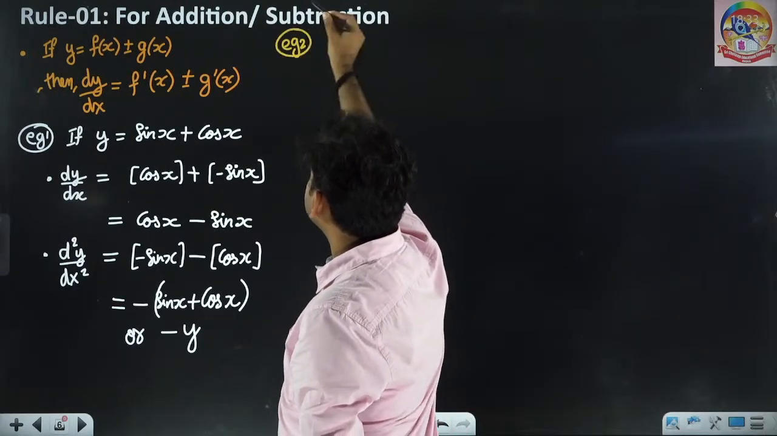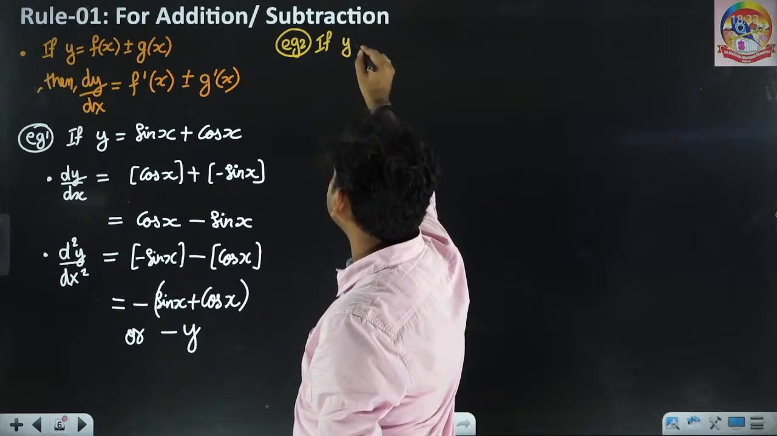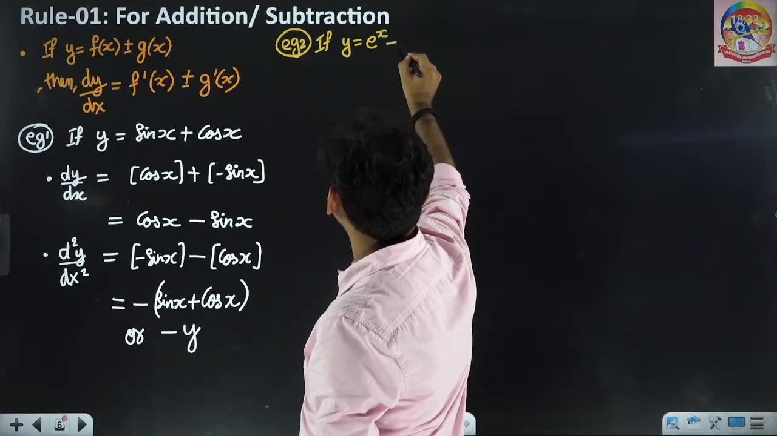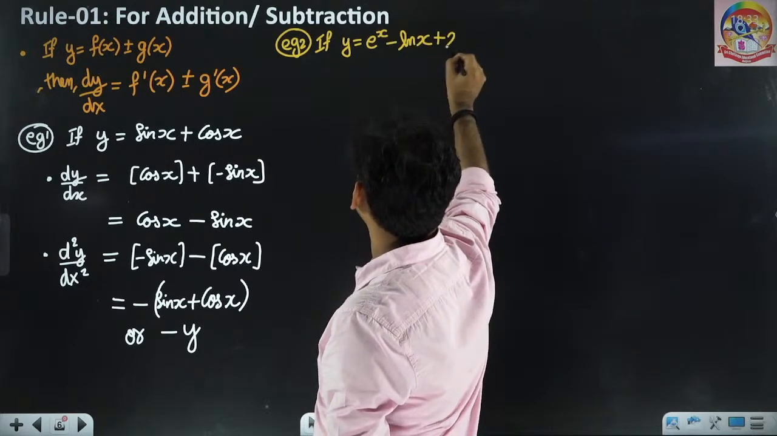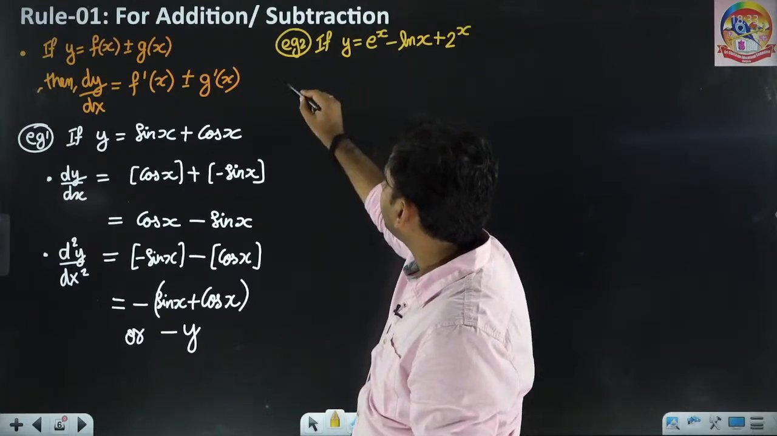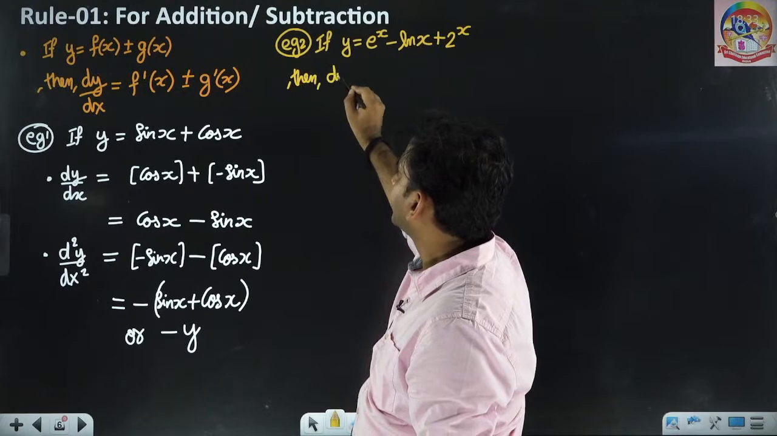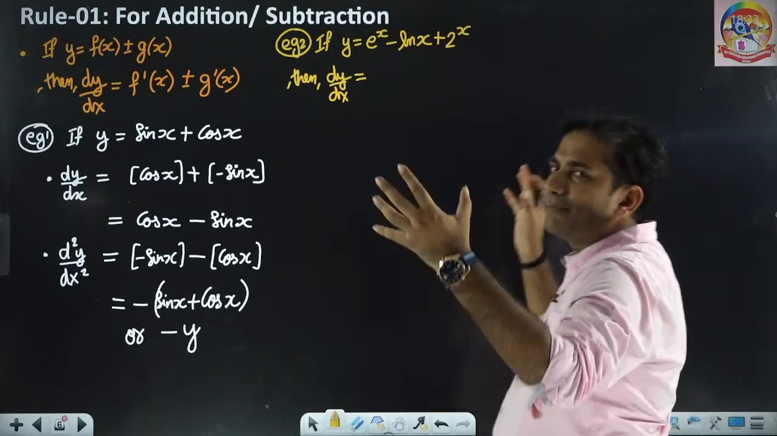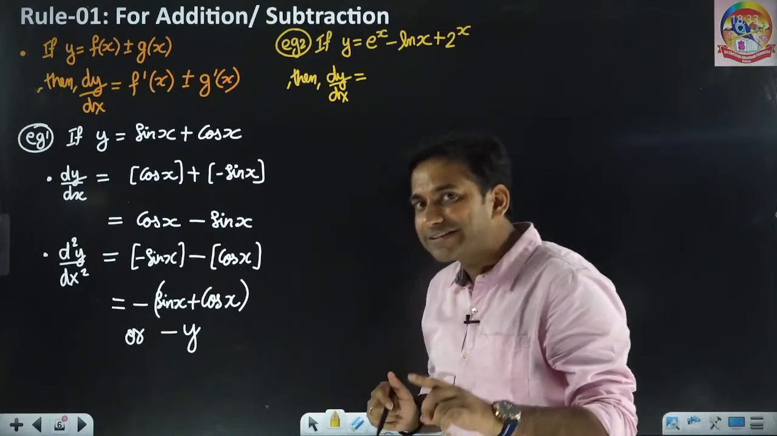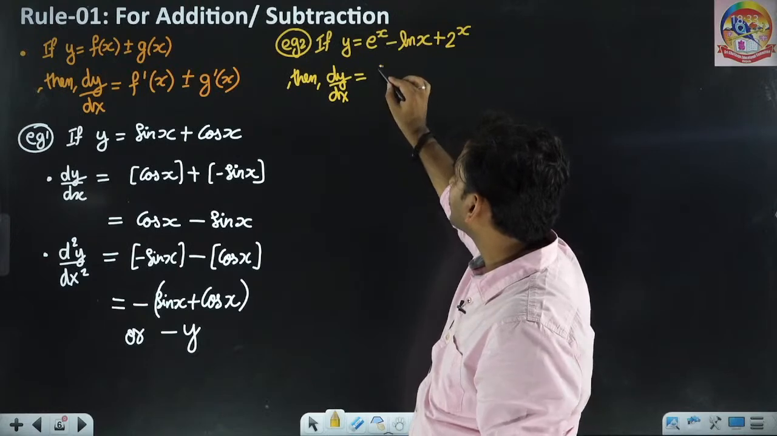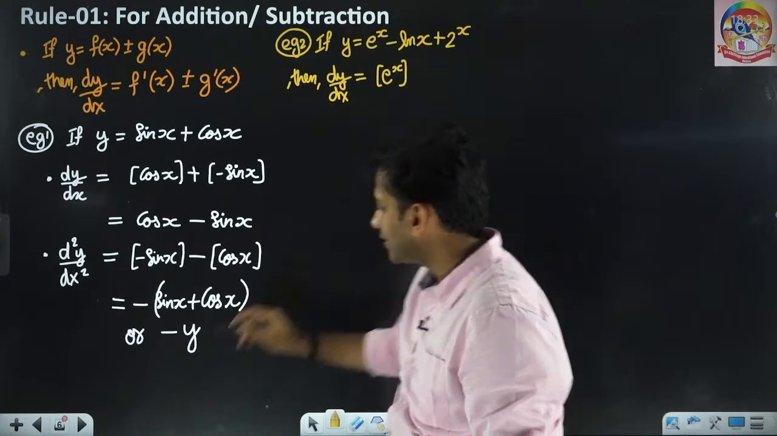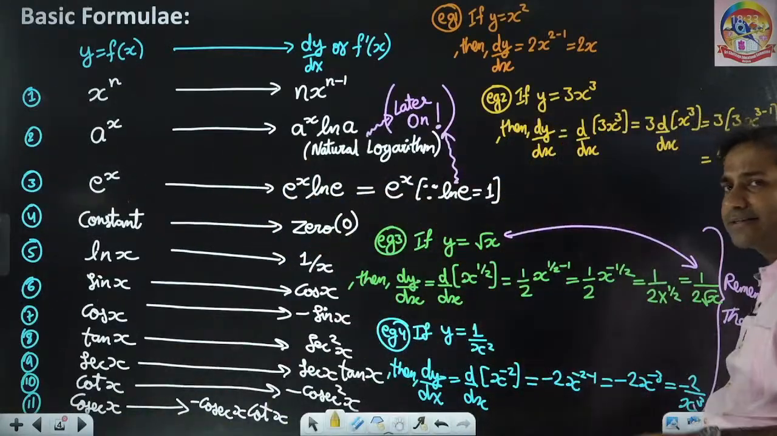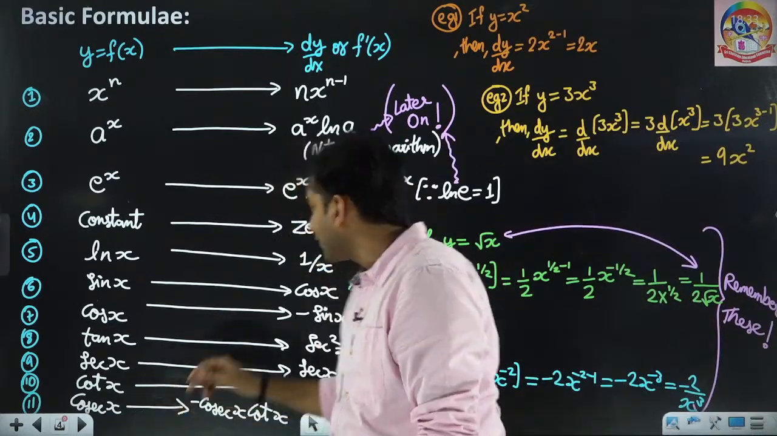Example 2. Suppose we have y is equal to e to the power x minus ln x plus 2 to the power x. Then dy by dx is equal to... you may feel that it is a very complicated function, but I told you that doing differentiation is very easy. What is the differentiation of e to the power x? See, I already gave you the list of formulas. It is e to the power x only.